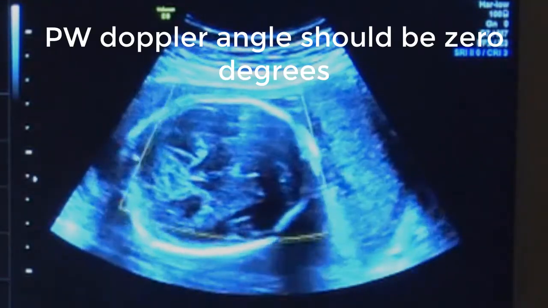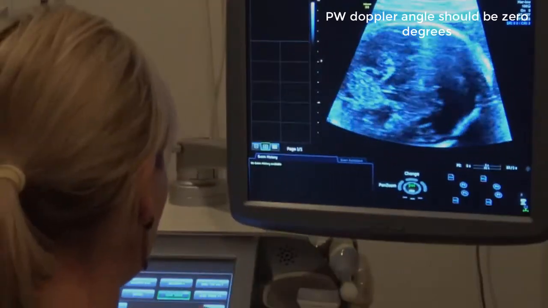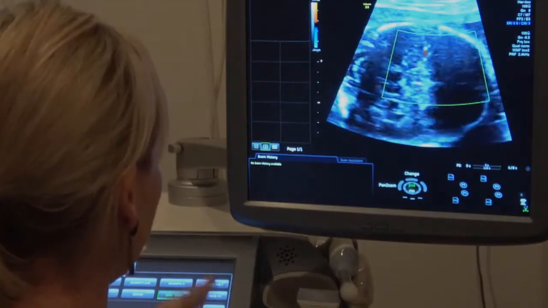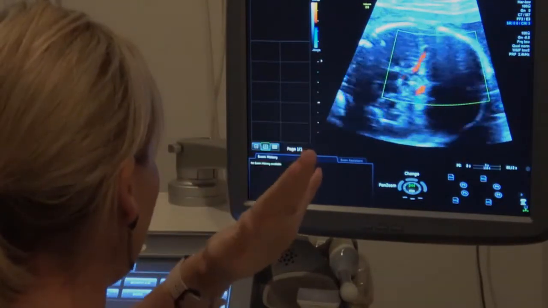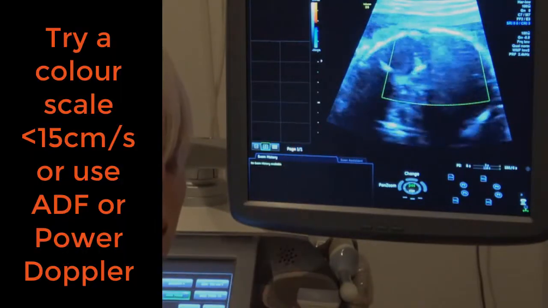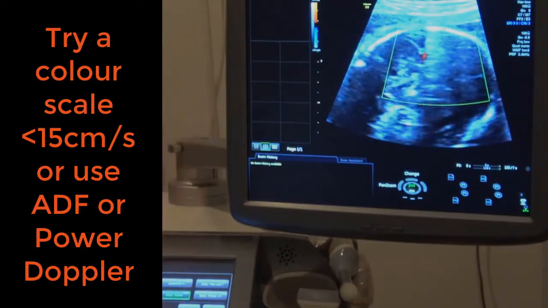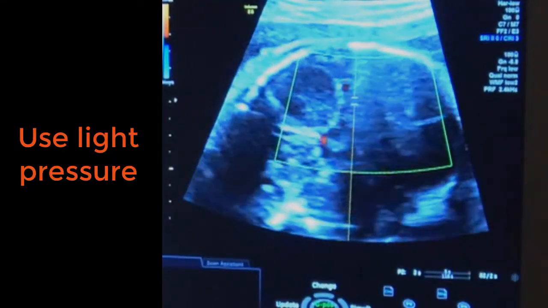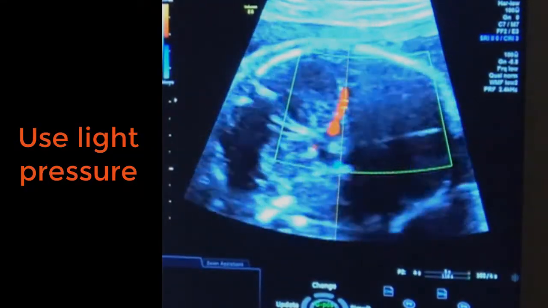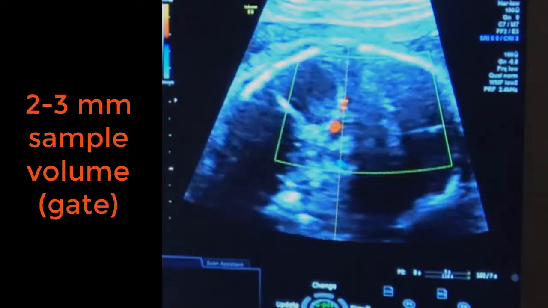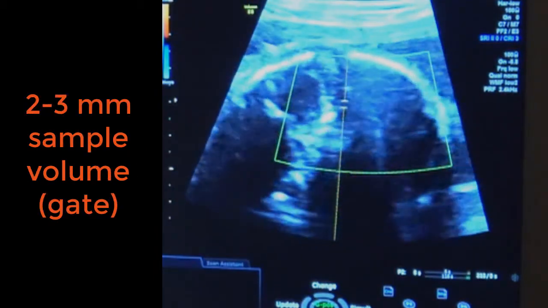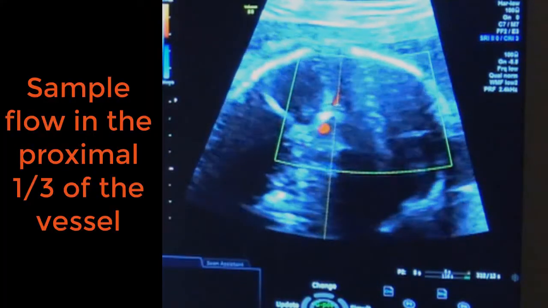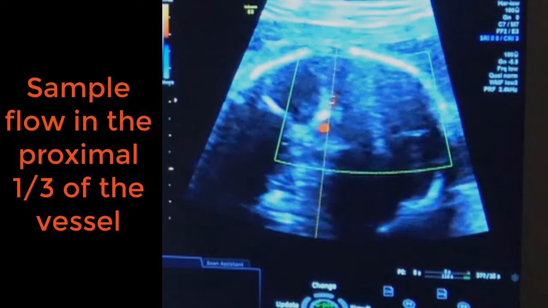So let's try and see if we can find it. Okay, so here it is running anteriorly, towards the front of baby's head, but then we want to angle through that suture and it just pretty much lines straight up, so you don't need to angle correct. Then you just pop your pulse wave Doppler on. Gate should be about 2 millimeters, and you want to aim for about 2 millimeters from where it originates. So it's usually about there.